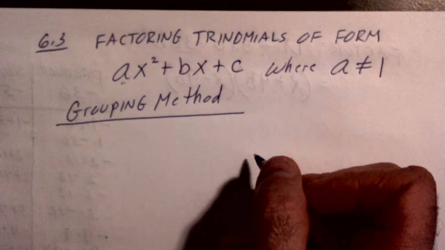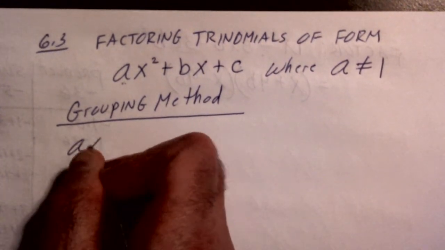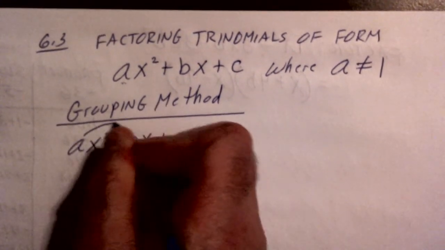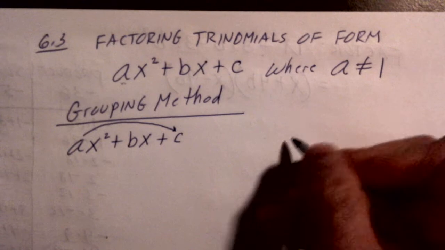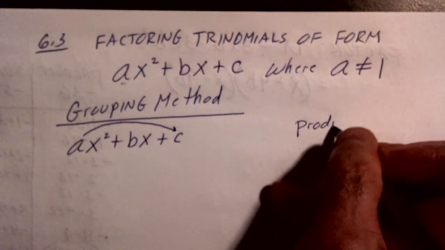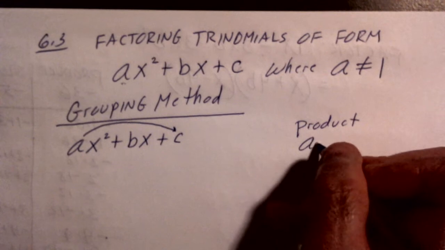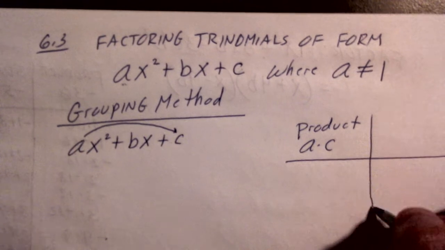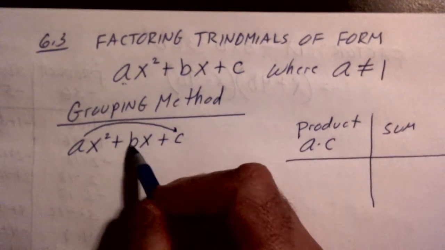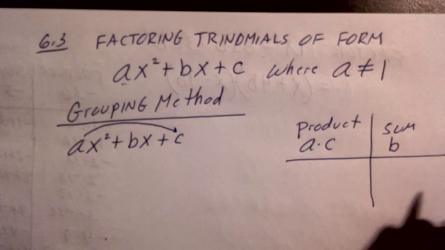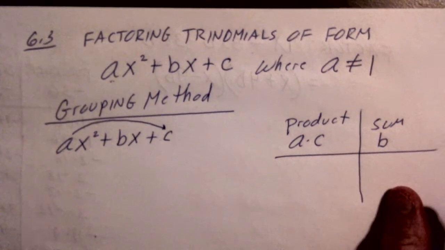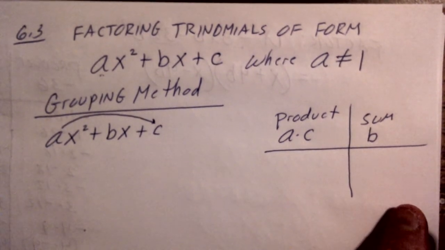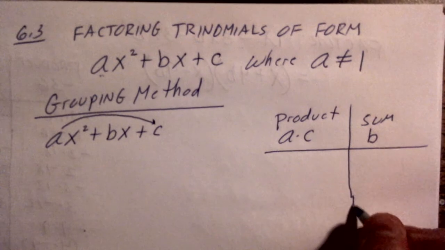Okay. The idea behind this method is we kick this method off by taking the product of the leading coefficient and the constant term. So our product is going to be A times C, the product of the leading coefficient and the constant term. And our desired sum is still going to be the middle coefficient, which is going to be B. So you can see that this method looks very similar to the method we used in section 6.2 in factoring the easy types of trinomials. You'll see where the method deviates though.